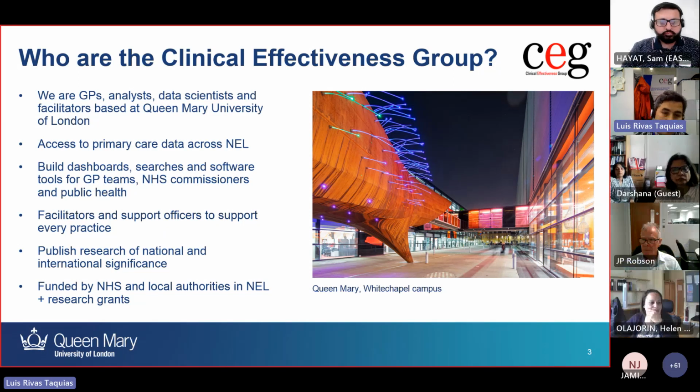Every single practice, we like to do at least one visit for each practice. That will be focused on performance and quality. Our research team also publish research of national and international significance, and we're funded by the NHS and local authorities in North East London and research grants.